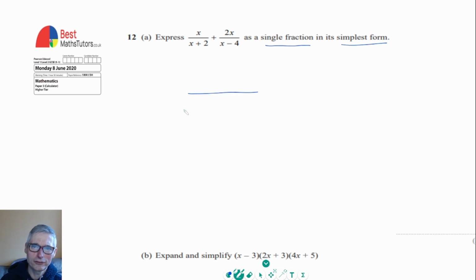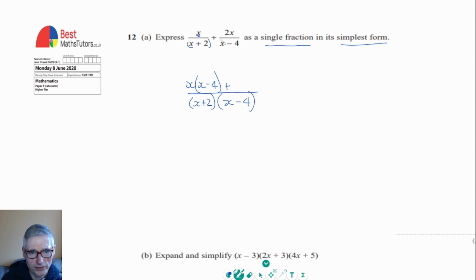So to do that, we need to find a common denominator for the two fractions, and that can be found by taking the denominator for the first one and multiplying it by the denominator for the second one. And because we've multiplied effectively the bottom of this first fraction by x minus 4, we actually need to multiply the top of the fraction by x minus 4 as well. So that becomes x times x minus 4. And then to that, we're adding the second fraction.